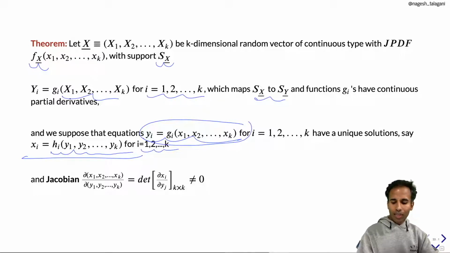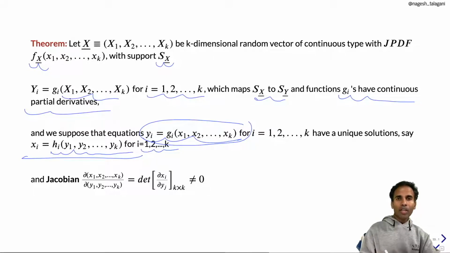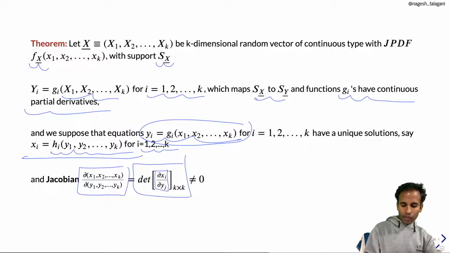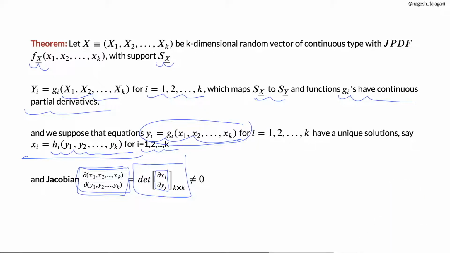We also assume that these g_i's have continuous partial derivatives, and the Jacobian of the transformation is denoted by the partial of (x1, x2, ..., xk) by the partial of (y1, y2, ..., yk), which is the determinant of this k by k matrix. Here the ij-th entry of the k by k matrix is the partial of x_i by the partial of y_j. The determinant of this k by k matrix is called the Jacobian of this transformation, which should be non-zero.